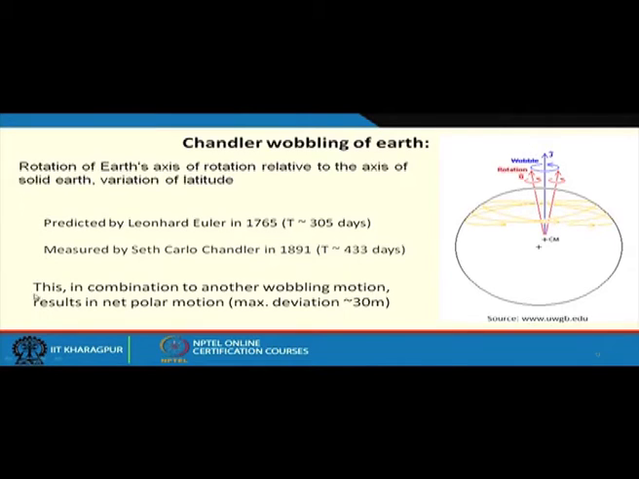Okay. So, now this in combination with another wobbling motion results in a net polar motion, which results in a maximum deviation of the north pole of approximately 30 meters. Now, it needs a little more explanation, I guess. So, let us come back to this.